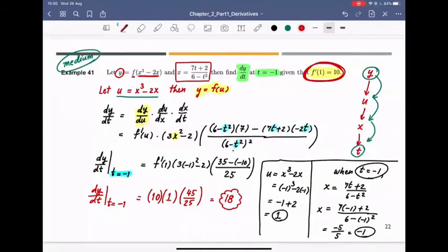So you can see that the hardest part for this question is you have to set up the chain rule problem by letting u be x cubed minus 2x, so you can see the problem easier. All right, and that is all about the chain rule.